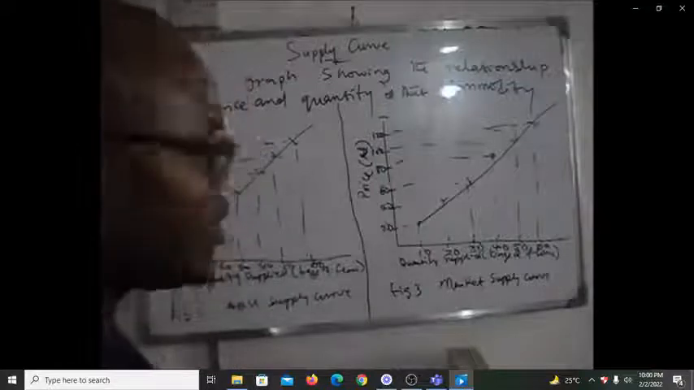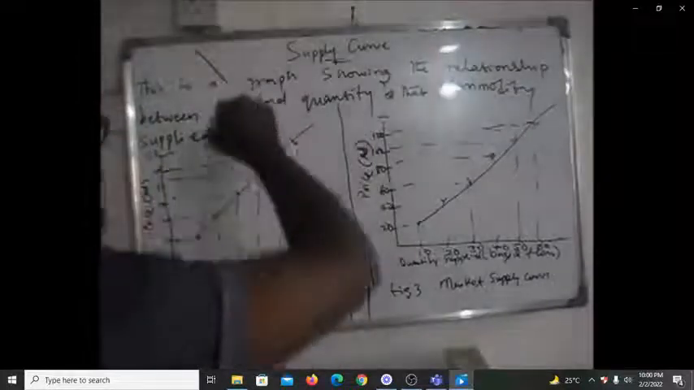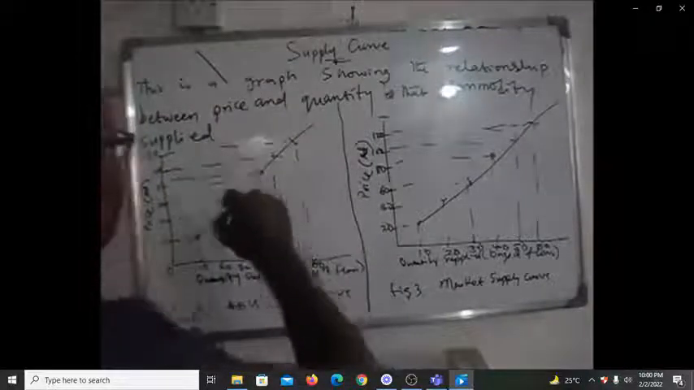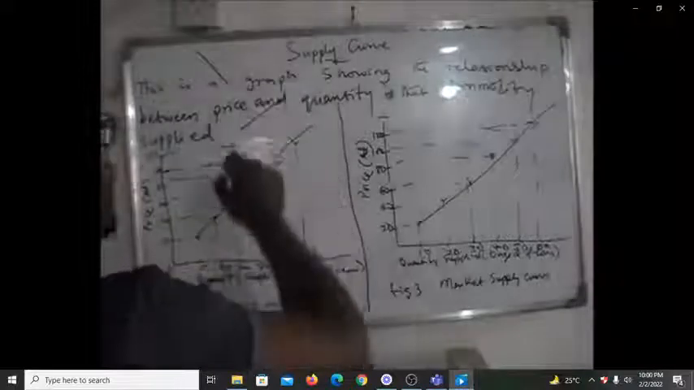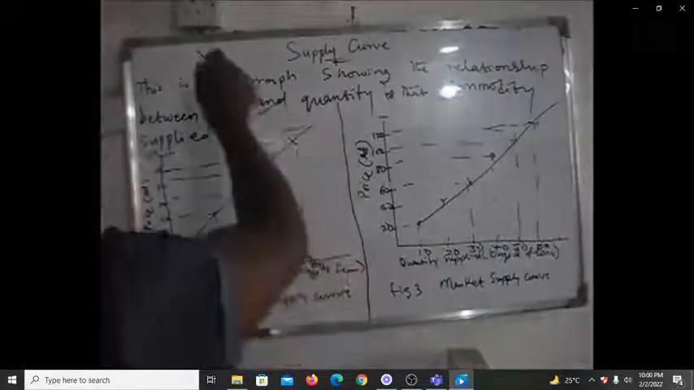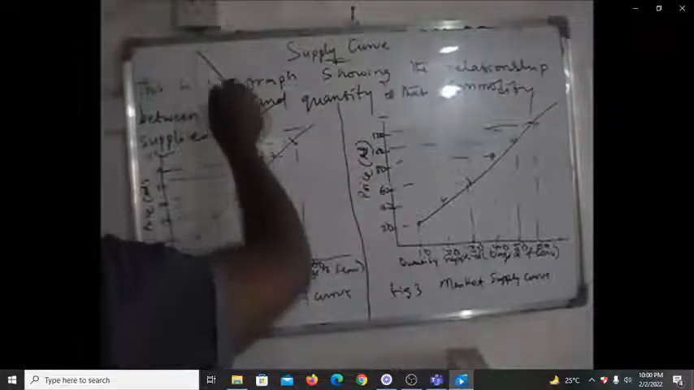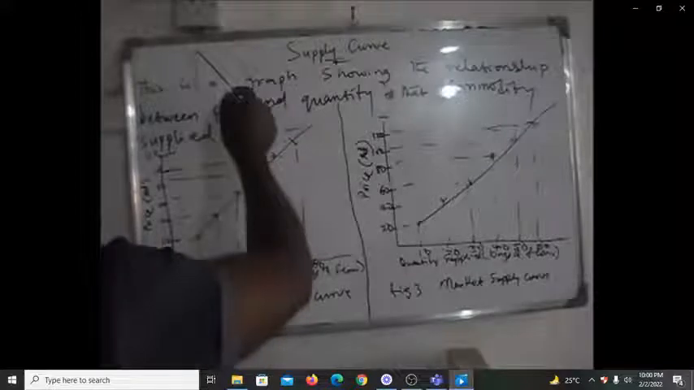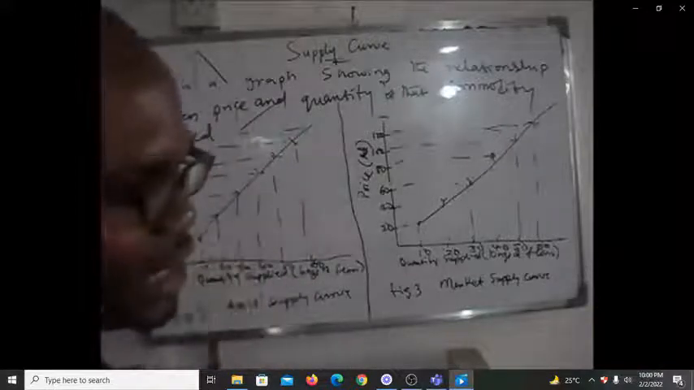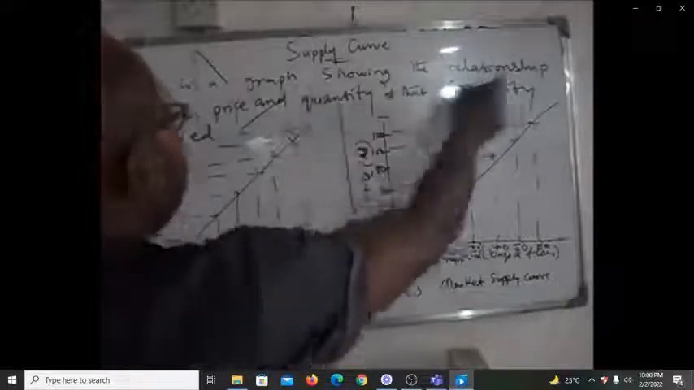Increases. Unlike the demand curve, the demand curve that is like this, which is negative. Supply curve is what? Like this, because as the price increases, the what? Quantity increases. But for demand, as the price increases, the quantity demanded does what? Decreases. Is that clear? So supply curve is a graph showing the relationship between what?